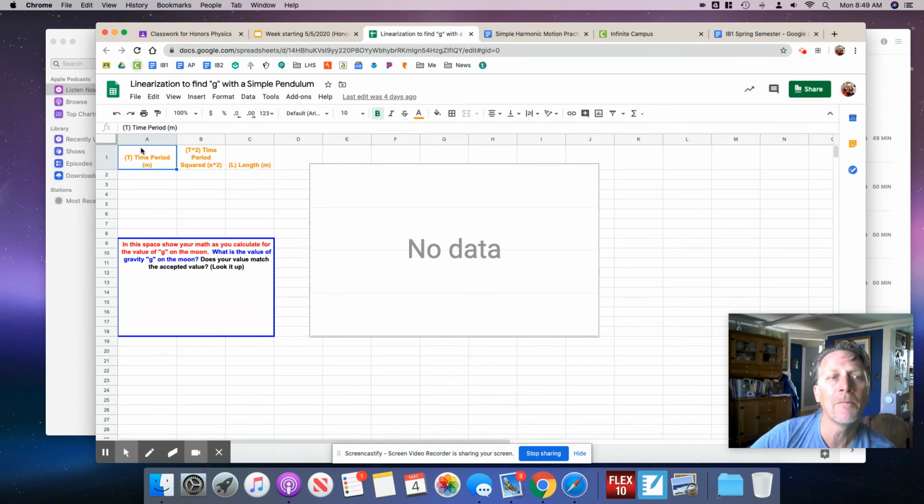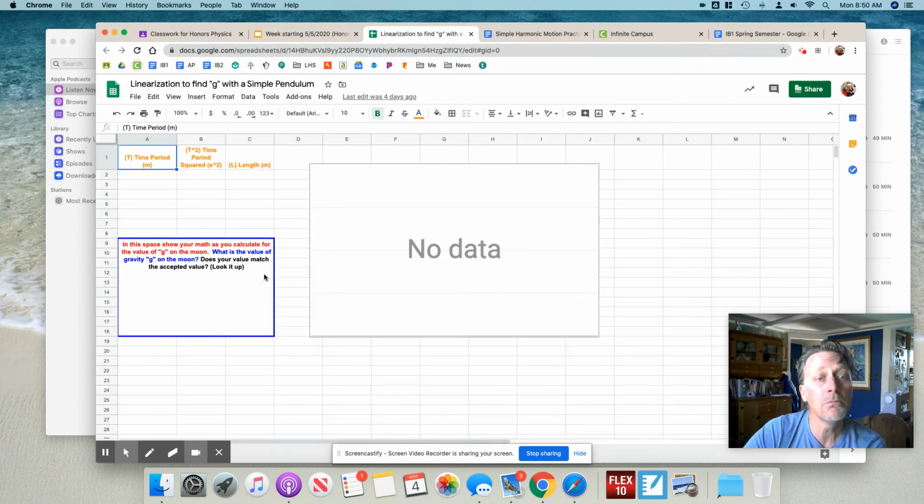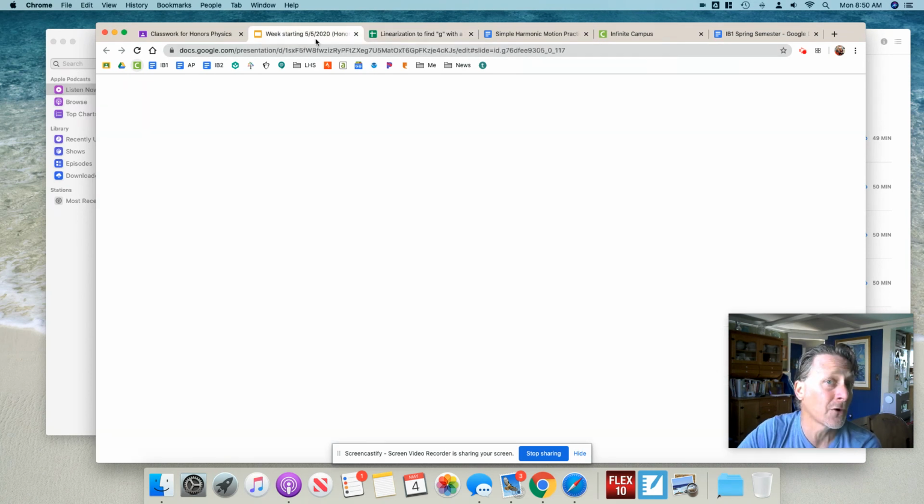Then you're going to linearize the data by looking at the relationship of time squared to length. So you're going to have to take these values and square them, and then you're going to be doing a little work with the pendulum equation, and I'll show it. It's right here. There's the pendulum equation to linearize the data and then come up with the meaning of the slope. Because this lab is being done on the moon, you're going to set the moon on there. You're going to find out what the gravity is on the moon and then confirm it and see if you were actually right. Very similar to what we did in the gravity lab that we did before.